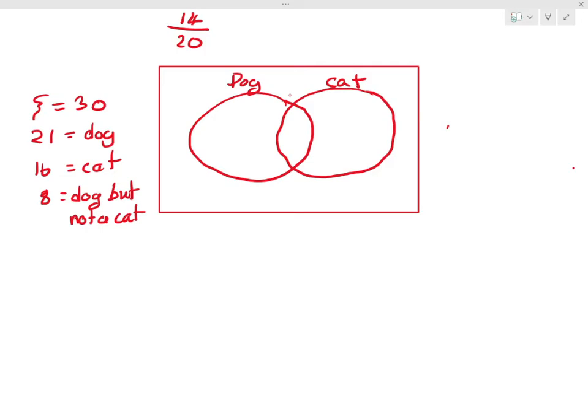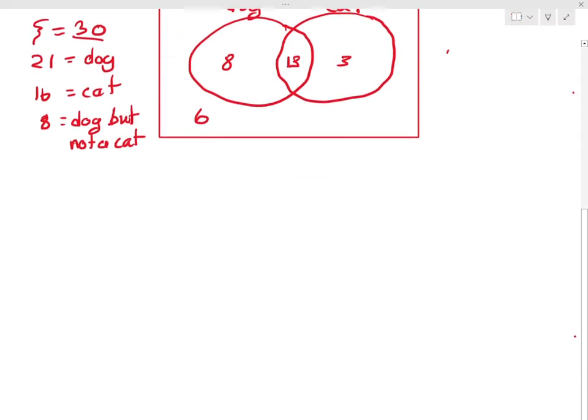8 people have a dog but not a cat, so they're going to go in there. Now, 21 people altogether have a dog, and we know about 8 of them, so that will be 13 people that have a dog and a cat. And 16 people have a cat, we know about 13, so 3 people go there. Now, don't forget, these are only the people that have dogs and cats. So that's 16, that's 24 altogether, but we asked 30 people, so there must be 6 that don't have either.